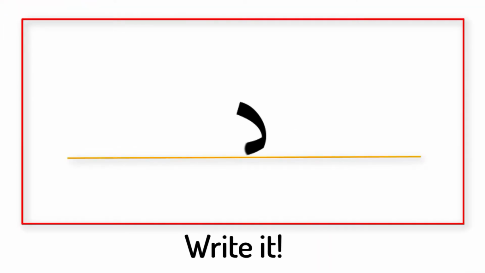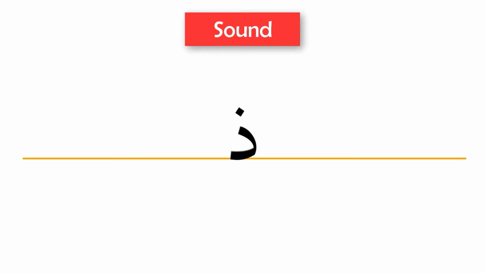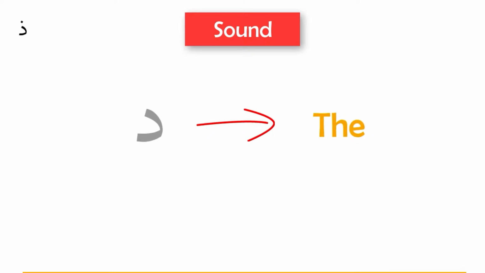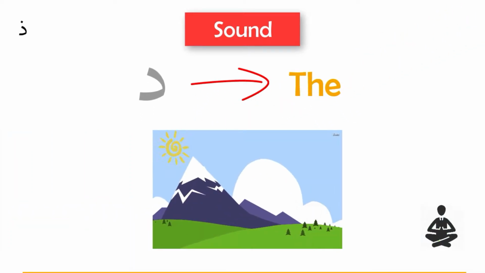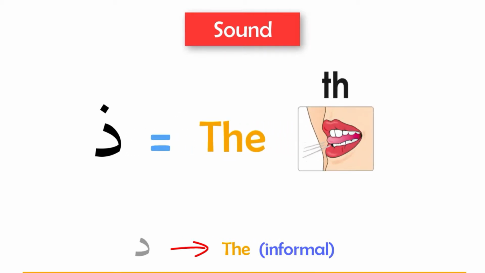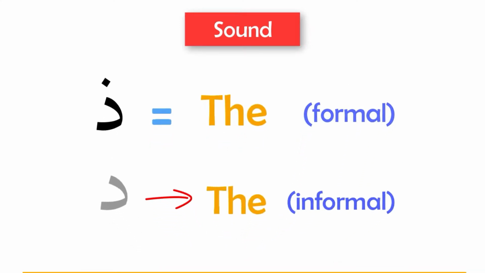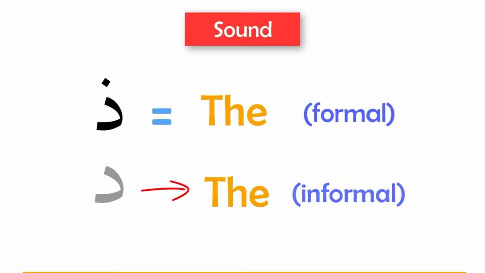The next letter that we have is called Dhal. The Dhal shares the exact same appearance as the Dal, except that it has a dot placed above it. As for its sound, you may recall me saying that the Dal produces the sound equivalent to the English D when used in a relaxed and informal manner. The Dhal is equivalent to the English "the" when pronounced as it should be, with the tongue placed beneath the upper front teeth. It will be especially a good idea for you to listen carefully to this letter to make sure that you are pronouncing it correctly.